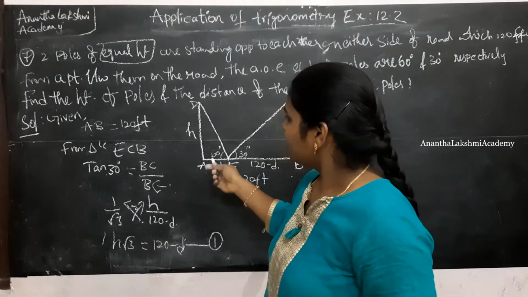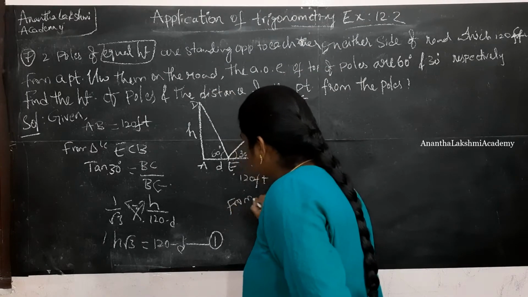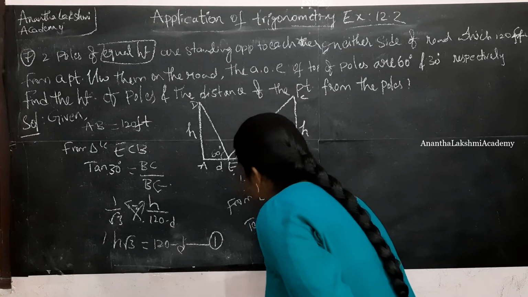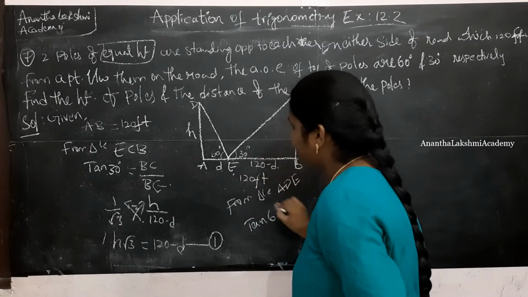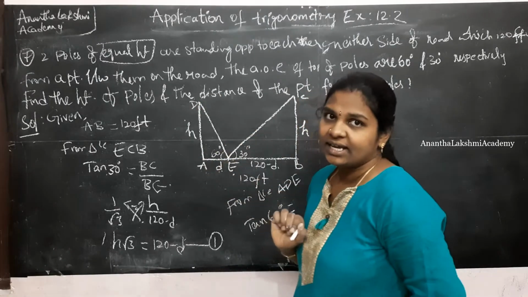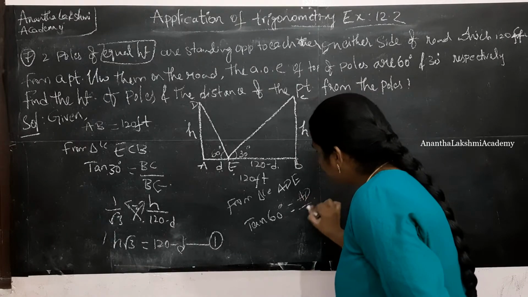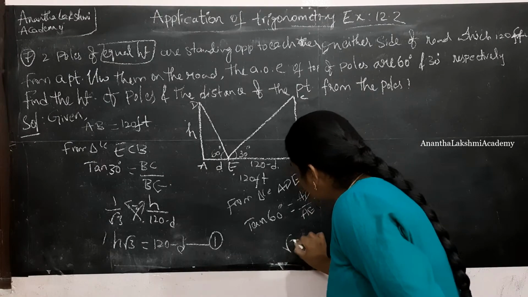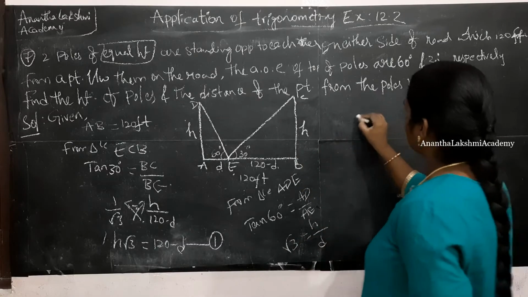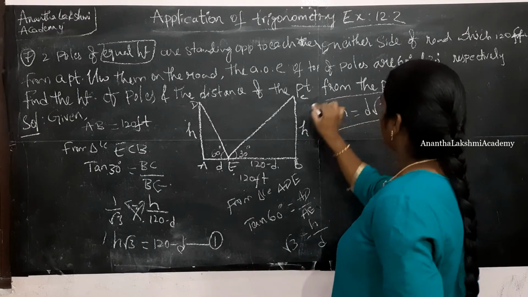So let us try figuring out from this triangle. From triangle ADE, tan 60 degrees is equal to, why am I considering tan here again? We know only opposite and adjacent. That's the reason. Tan 60 is equal to AD by AE. Tan 60 is root 3. What is AD? H by, this is D. So if I do the cross multiplication, H is equal to D root 3.